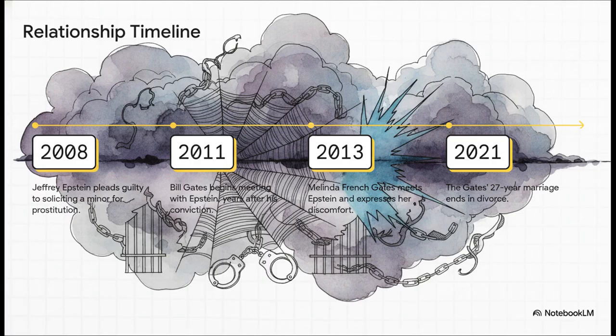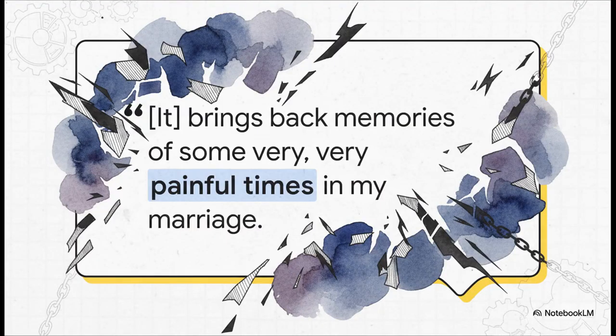Then, in 2013, Melinda French Gates meets Epstein, and she is so deeply uncomfortable that she tells her husband she wants nothing to do with him. And yet, the association didn't stop there. The personal toll this took is pretty clear in this incredibly powerful quote from Melinda French Gates. After the divorce, she talked about the Epstein connection, and you can just feel the pain in her words. It makes it clear this wasn't some small disagreement. This went right to the heart of their marriage.